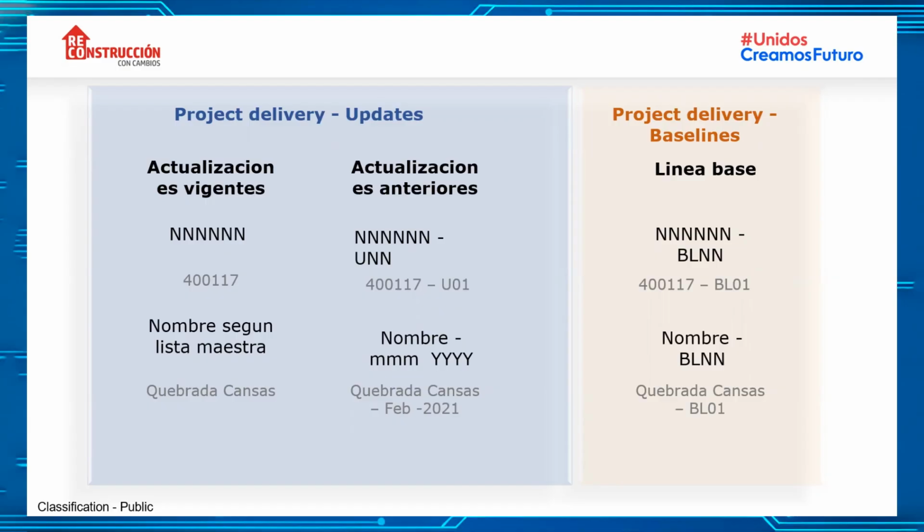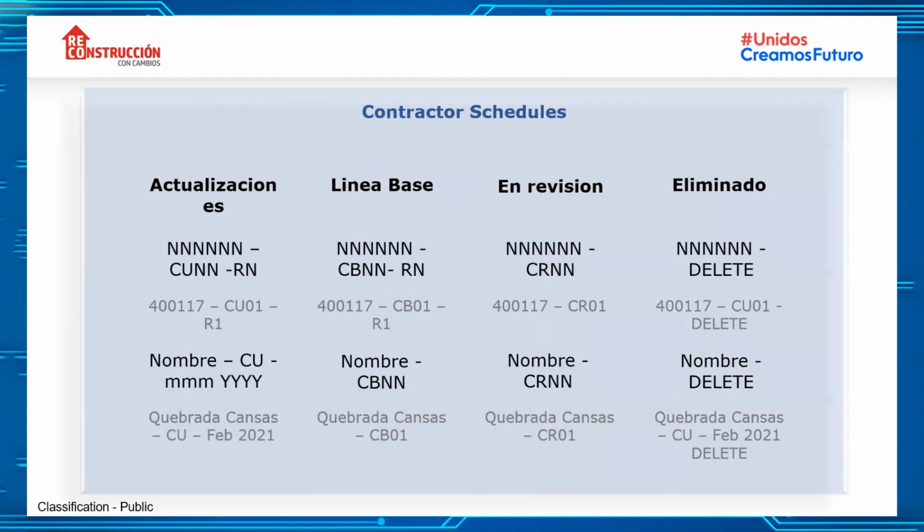In the baselines, we will add the code of a project dash BL of baseline 01, 02, 03, as long as it changes the baselines. And for the name, we will use the name of the project dash BL01. This is the standard, please, for all work streams. Whenever you are uploading a new program, a new update, a new baseline, consider these names, these codes for these projects. Next one.